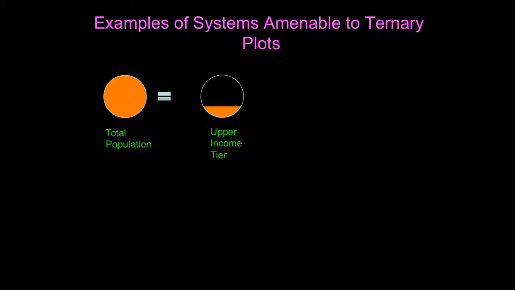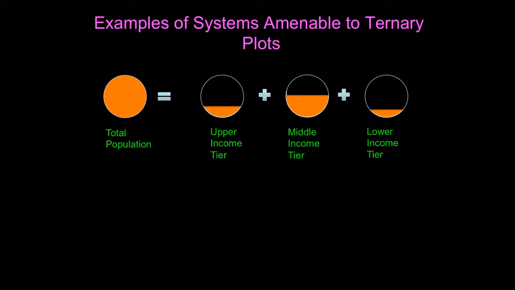Some examples of dynamical systems that are amenable to ternary plots. We can consider a total population and divide it into three equal income tiers: an upper income tier, a middle income tier, and a lower income tier. You can see that we have different proportions of the population residing in each of the three tiers at any given time. Another type of total population relates to the spread of infectious diseases. At any given time, you can have a proportion of the population that are susceptible to the infection, some that are infected, and some that have recovered.